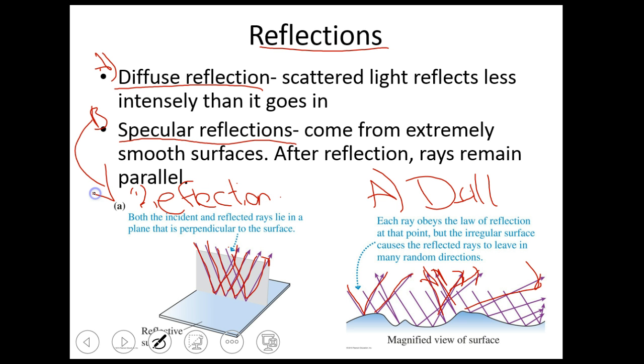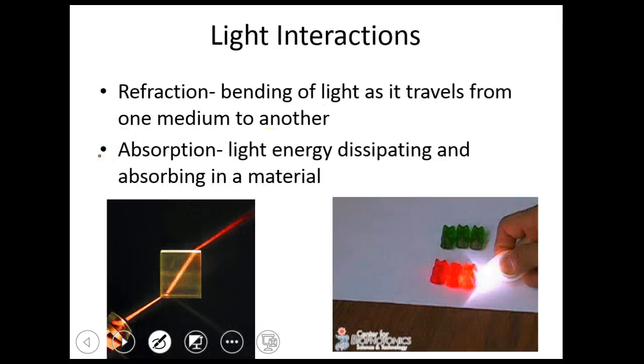So there are some things that are nice and smooth and glassy that give us these specular reflections, and then there are other things that give us diffuse reflections. I put this on first because it is by far the more common reflection in our world. There's really only a few things that give us these specular reflections.